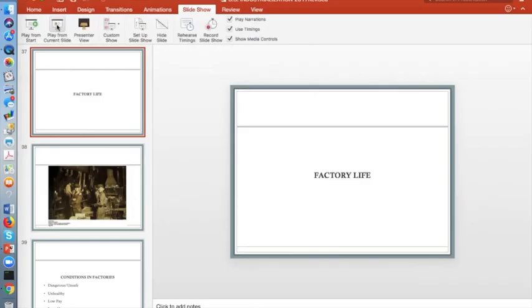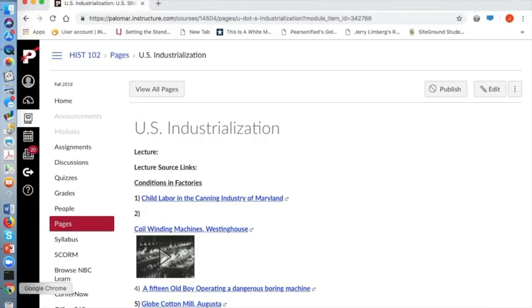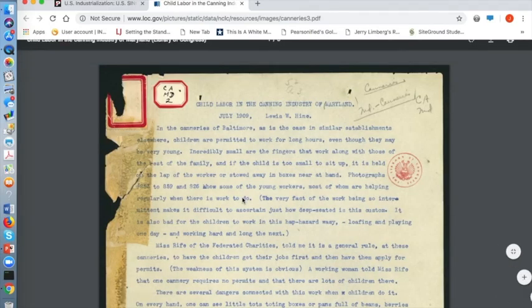Okay, I want to take a look at a few sources. I provided these links to you on Canvas, but I want to take a look at them here just to give you a sense of what factory life was like during U.S. industrialization. The first one I gave you was child labor in the canning industry of Maryland. I'm just going to hit a few highlights here, and I want you to be sure to thoroughly read through the sources or to watch the sources depending on the source. But this one is about child labor in the canning industry in 1909.